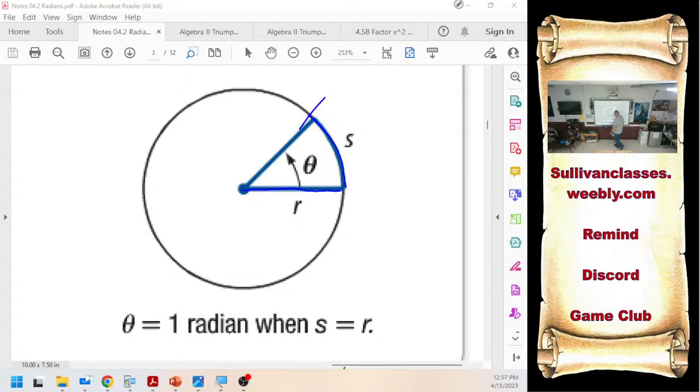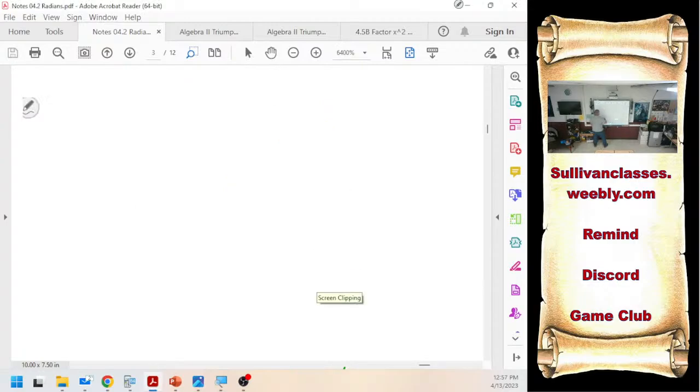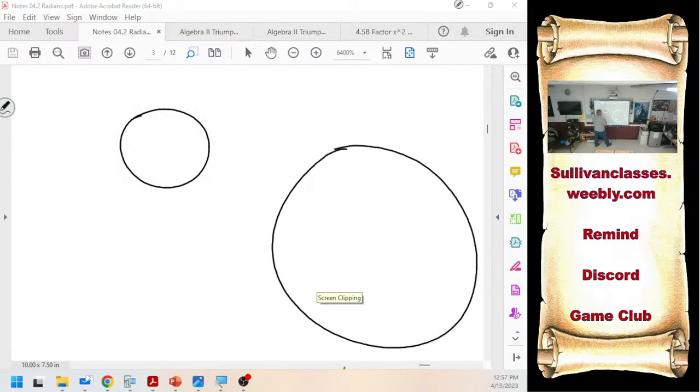The nice part about it is that it doesn't matter how big the circle is. If the circle's this big, or the circle's this big, if the radius is this long and I go that far, that is 1 radian, right here. If the radius is this long, and I go that far, it's still 1 radian. Doesn't matter how big the circle is.